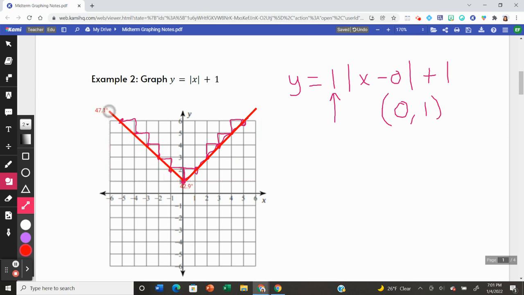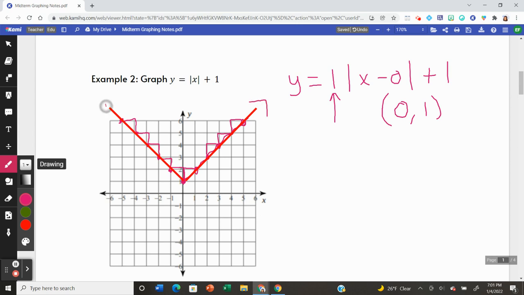Nice straight lines over our entire graph. And again, remembering the arrows at the end. Okay, I will go ahead and erase these up 1 over 1s because those are not actually part of the graph. All right, and that's it.